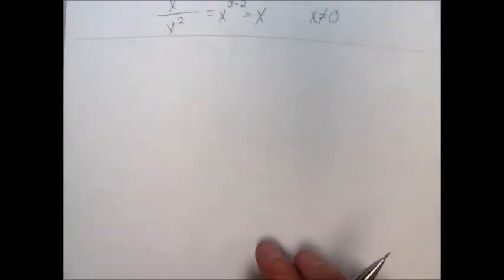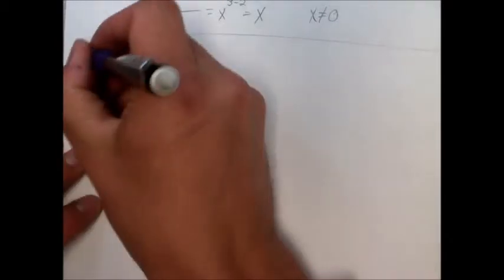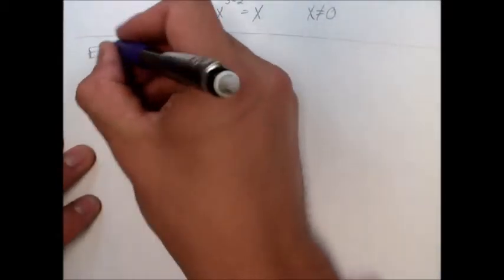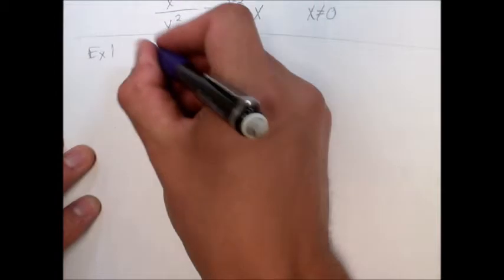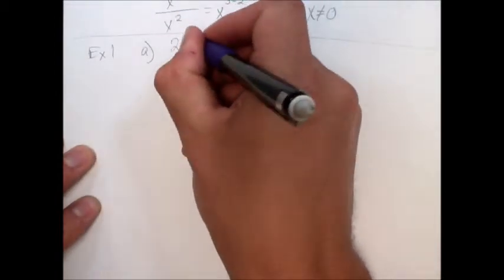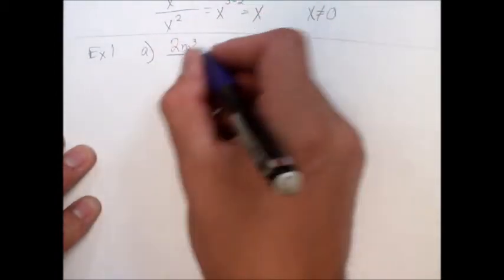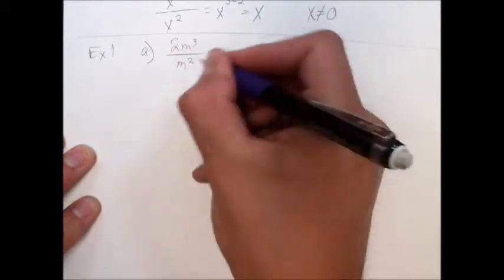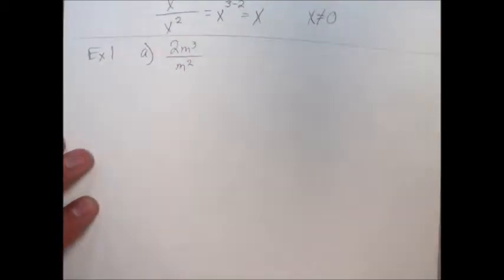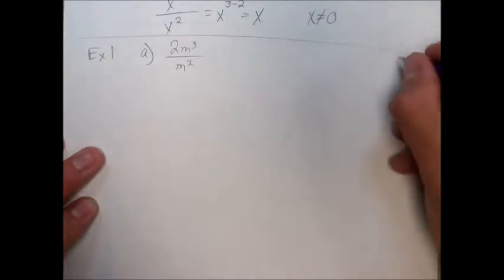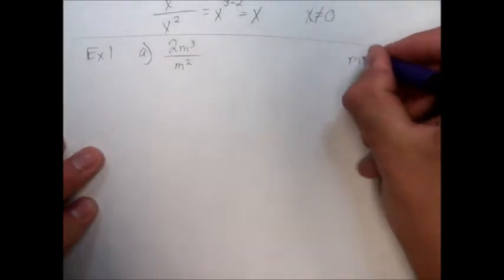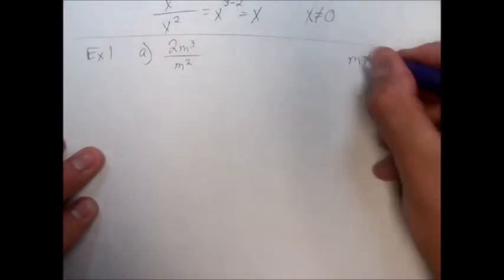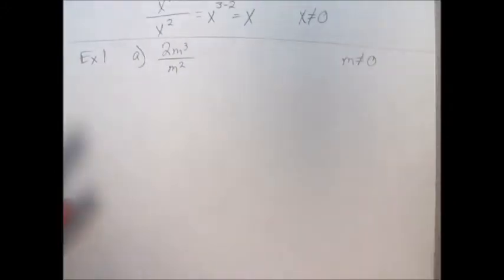Example 1. This should be on page 202. We need to identify excluded values first. We're just going to get a few quick practices in on what excluded values are going to continue looking like from this point on. So we have 2m to the third over m squared. Our excluded values here would be what? M cannot equal what? 0, because m's on the bottom. And then we have to simplify it.